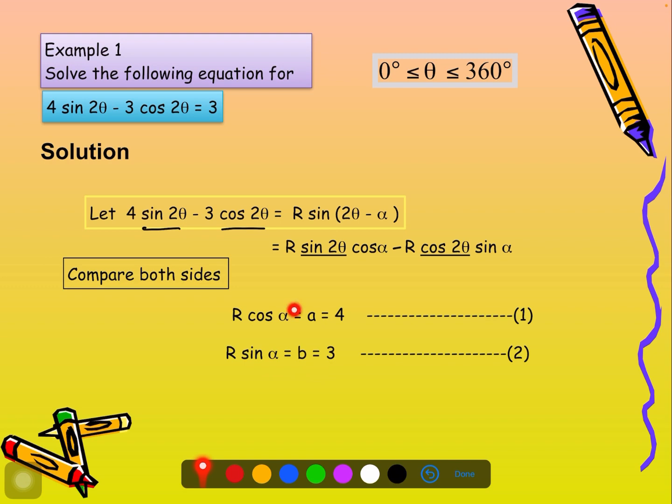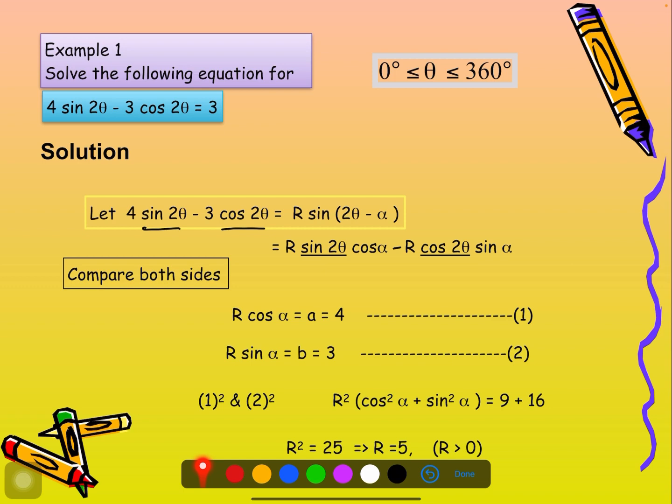Remember, for this part, it must be cos alpha, not cos theta, and here must be sin alpha, because our aim is to get the value for alpha. Then we square both of these equations, and we shall get r square times cos square alpha plus sin square alpha equals 9 plus 16. Then we have r square equals 25, so r is 5 because we choose the positive value of r.